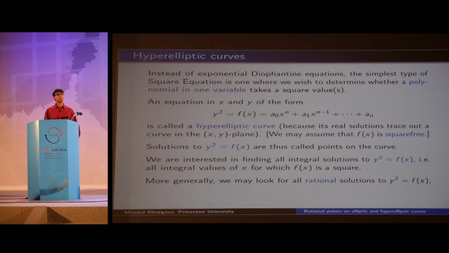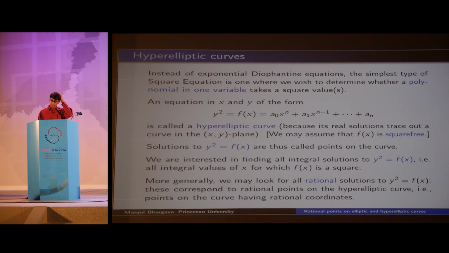Or more generally, we can look for all rational solutions to y squared equals f of x. So f of x will be a polynomial, say, with rational coefficients or integer coefficients, and we're interested in the rational number values of x such that f of x is a rational square. So when does f of x take rational square values? Such rational solutions correspond to rational points on the hyperelliptic curve. In other words, they correspond to points on the curve, both of whose coordinates are rational. So finding rational solutions to y squared equals f of x is the same thing as finding rational points on the curve. So that's the subject of this lecture. We want to understand when an integer polynomial takes square integer values or a rational polynomial takes rational square values.